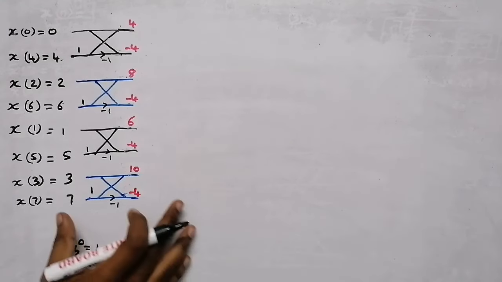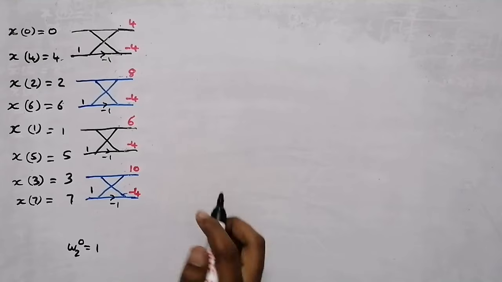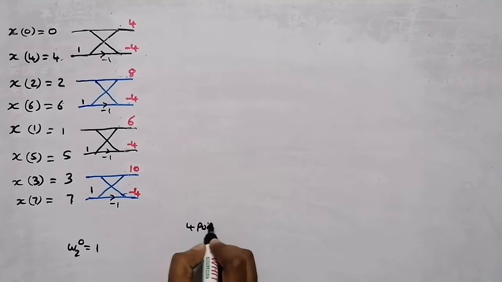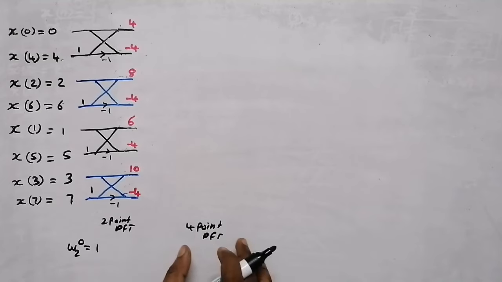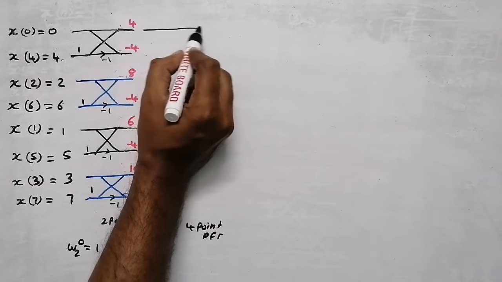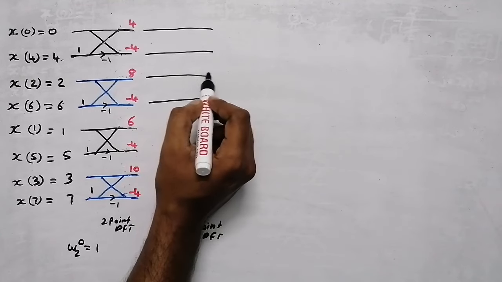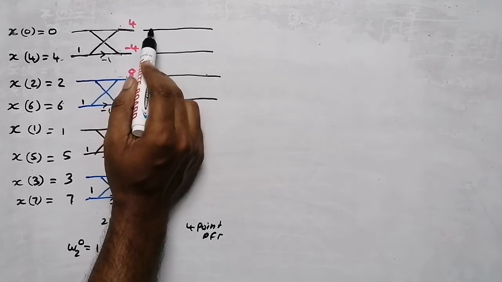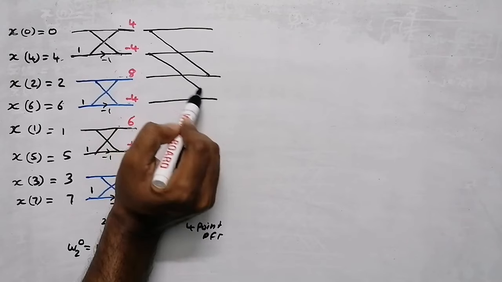Now we have completed the first stage. Then the second stage. The second stage consists of 4-point DFT. Here it is 2-point DFT. Now 4-point DFT, there will be 4 lines. So we will draw the lines. This is the first line, second line, third line, and fourth line. And we need to start from here, then after one line join. Start from here, after one line join.